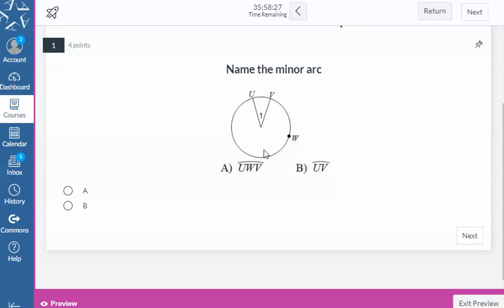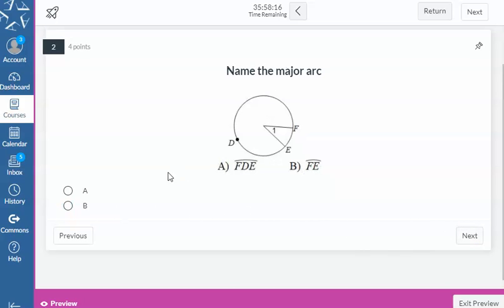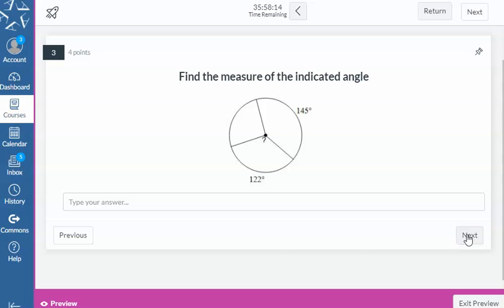It says name the minor arc. Remember, major, minor, you don't even have to look at the picture. Major is 3, minor is 2. Okay? Hopefully you guys remember that. I'm going to zoom forward a little bit.